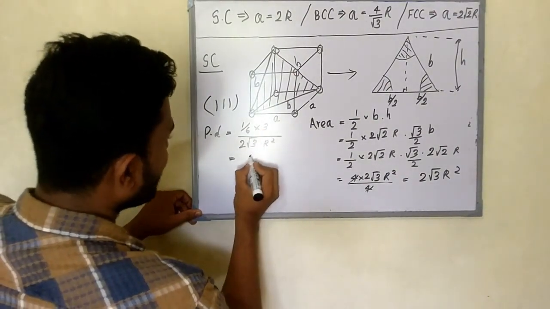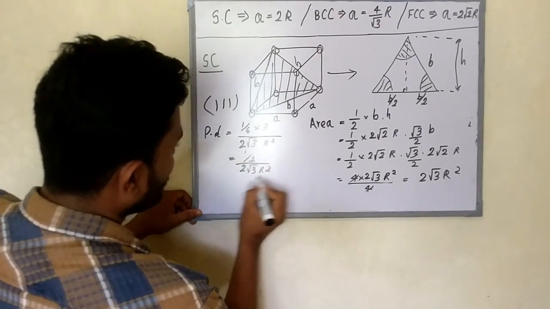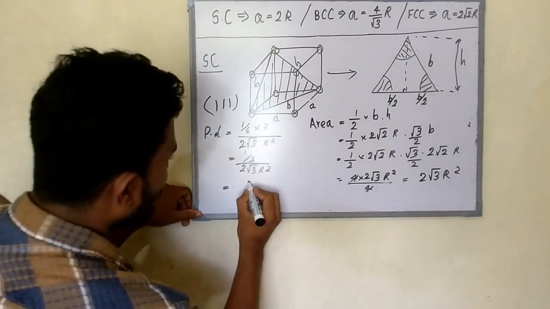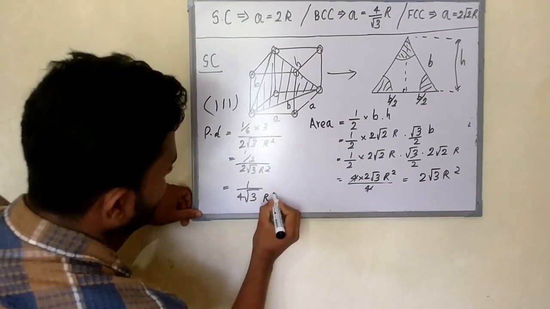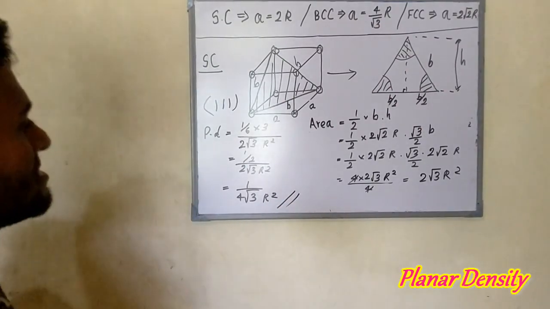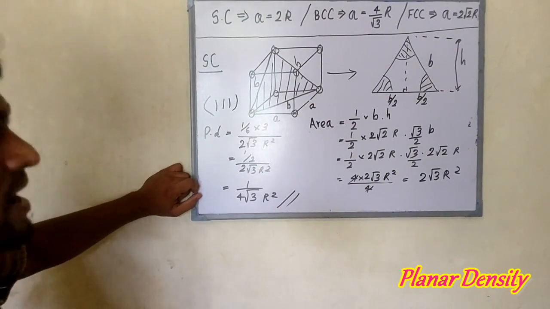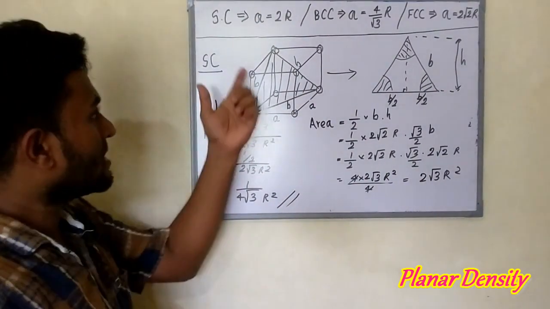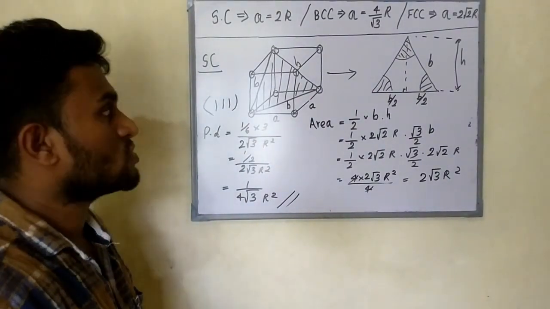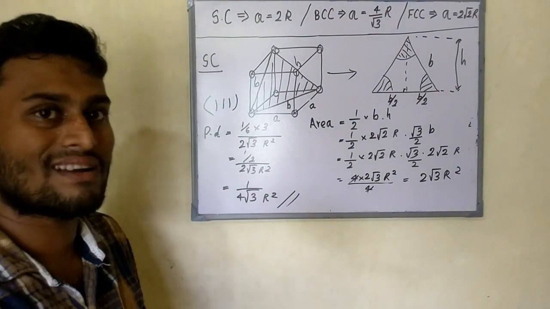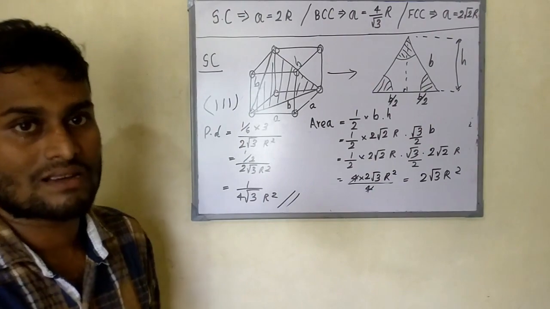So you can get here half into 2 root 3 R squared. From this you can get 1 over 4 root 3 R squared. So this is the number of atoms per centimeter squared. So this is the planar density for the simple cubic 111 plane. So likewise we can find out the planar density for the BCC structure and also the FCC structure.